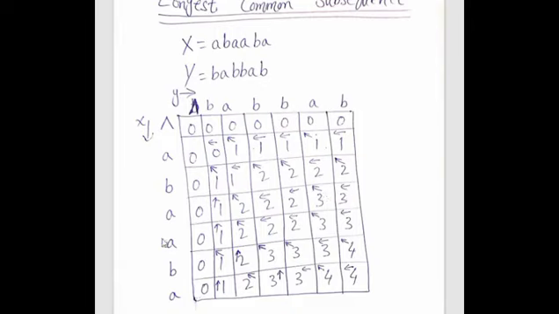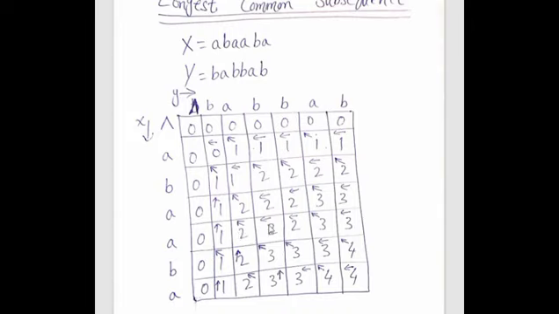Compare A with B, they do not match. So go one row back, one column back, take the maximum one, that is 1. A with A, a match is found. Add 1 into the diagonal. 1 plus 1 is 2. Compare A with B, they do not match. Go one row back, one column back, take the maximum one. So both are 2. Either I take this one or this one, it does not matter. So I have taken this one, so I will write 2 and point the arrow towards the left.